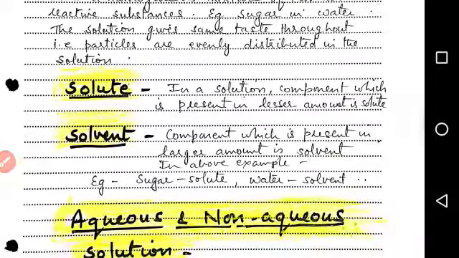Now solute. What is a solute? In a solution, the component which is present in lesser amount is called the solute. The second component is the solvent. The component which is present in larger amount is called the solvent. In the above example, that is sugar in water solution, sugar is the solute and water is the solvent.